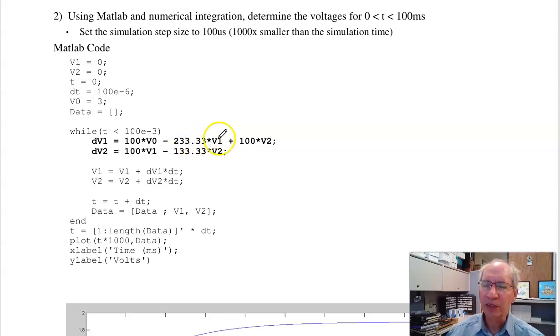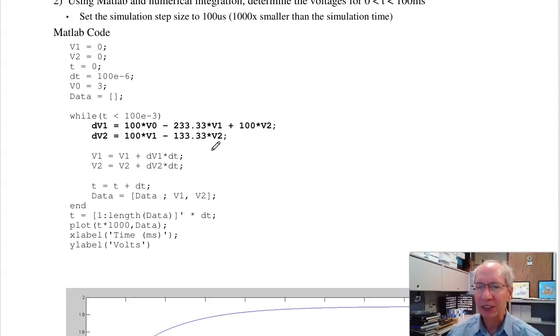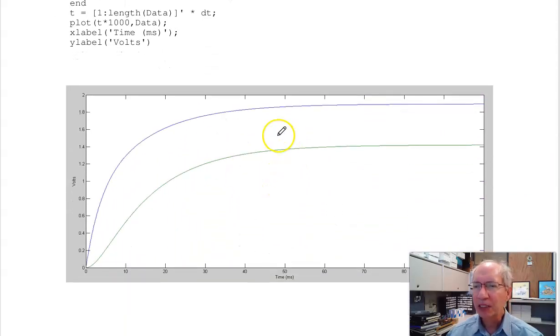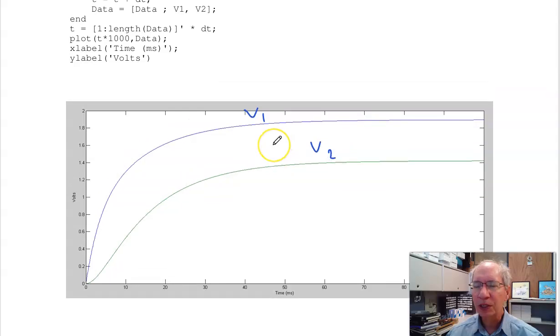Not the world's best form of integration. This is Euler integration. It's simple, that's why I like it, and it's not too bad. If I do that, here is your V1, and here's V2. So there you just solved a second-order differential equation using numerical techniques in MATLAB. Basically, MATLAB is really powerful, really useful.